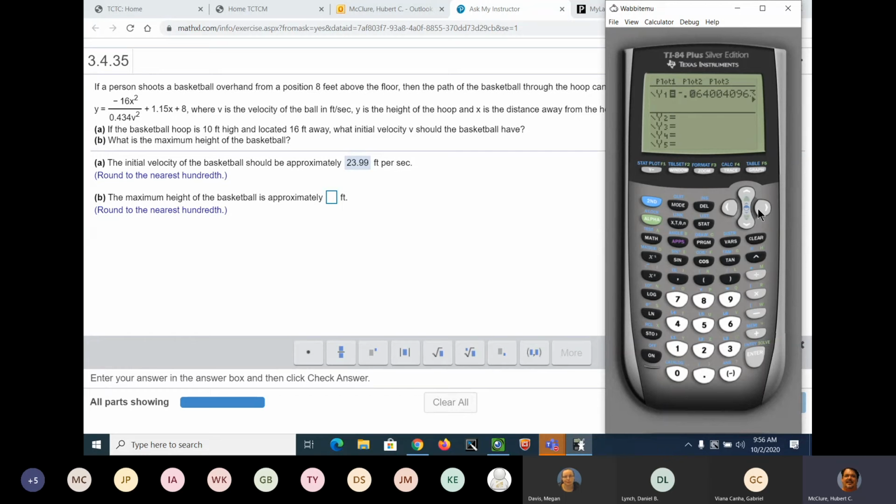Negative 0.06400 409.63. X squared plus 115x. There's the problem. Y'all see it? It's still got another problem in there.